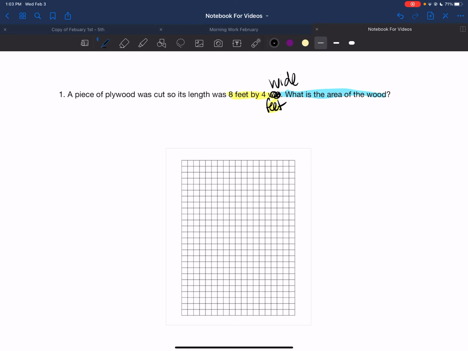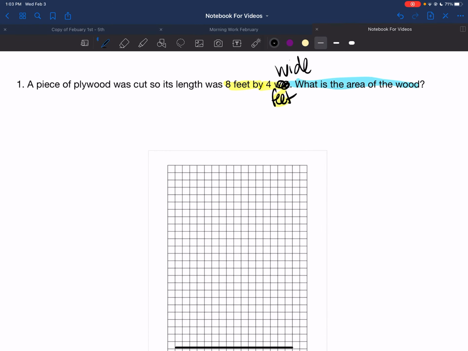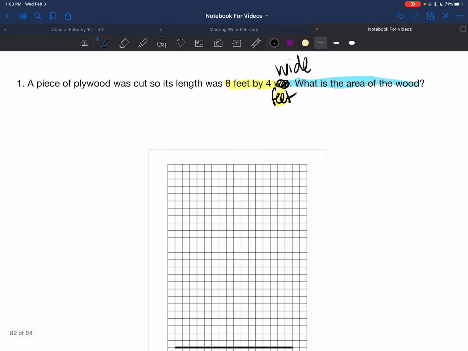So there's no model on this paper drawn. There's no example, nothing on this paper. So what all of us should start doing, we should automatically start drawing the shape on our papers. It's either going to be a square or a rectangle. My measurements are 8 feet by 4 feet, so I know it's not going to be a square because a square has to have 4 equal sides. So I'm going to go ahead and draw my rectangle.